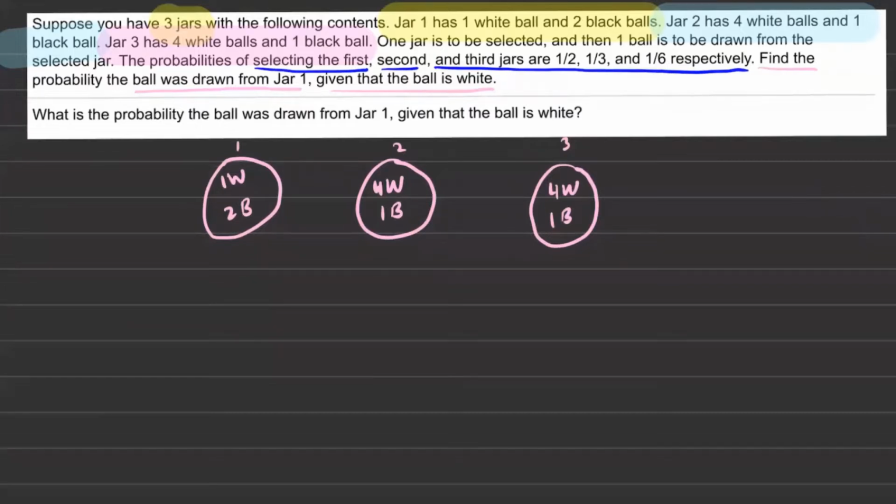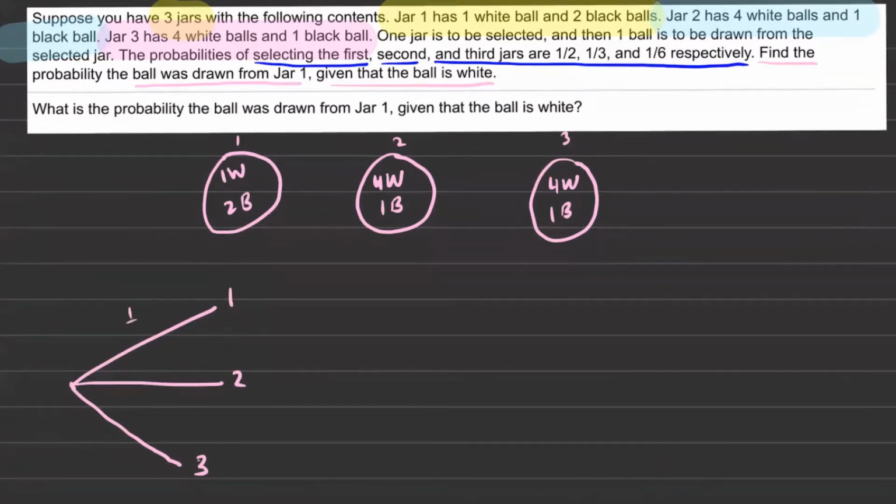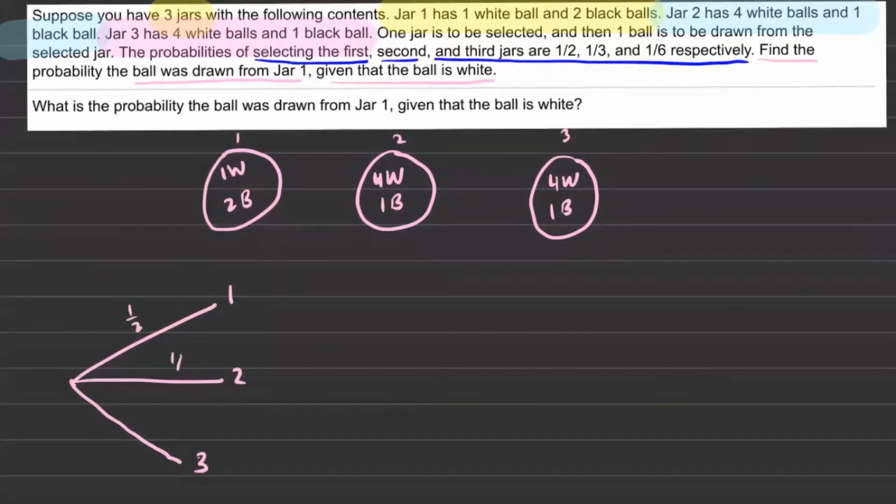Let's go ahead and figure out the tree diagram. So 3 jars, so you have 3 options. Let's call this jar 1, jar 2, jar 3. You're given that the probability of selecting the first, second, and third jar are 1/2, 1/3, 1/6. So selecting the first jar is 1/2. Second jar is 1/3, and the third jar is 1/6. So that's what we're given right here in this statement.